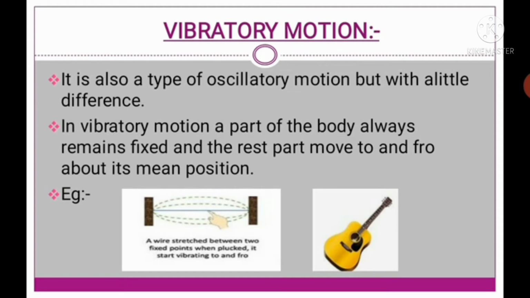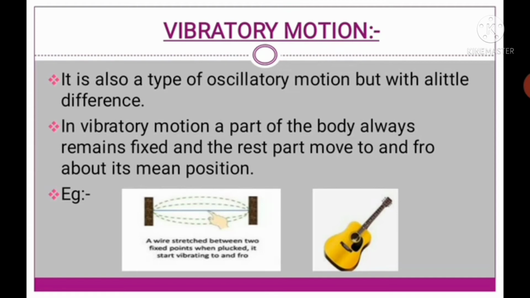For example, all the musical instruments such as guitar, violin, sitar, drum, etc. produce sound because of vibratory motion. Even during breathing, when our chest expands or contracts, the motion is vibratory in nature, as all the points on the chest do not move out equally.